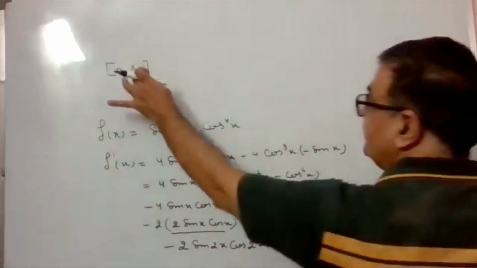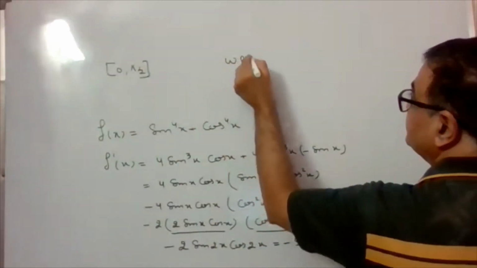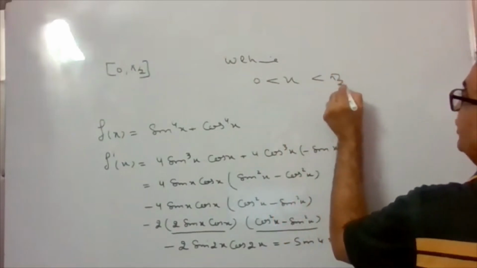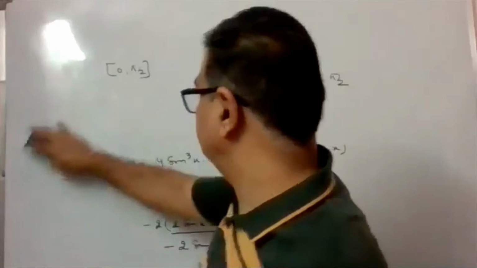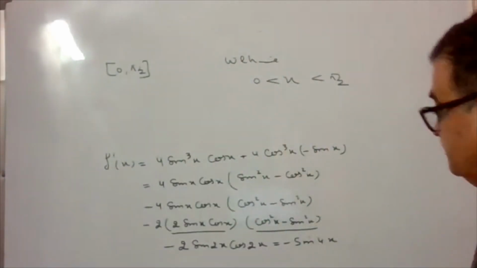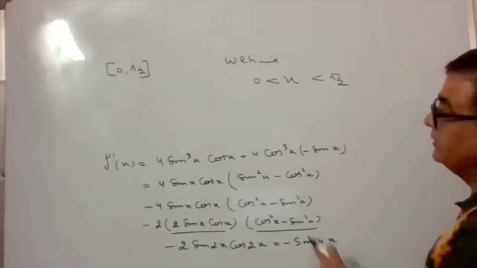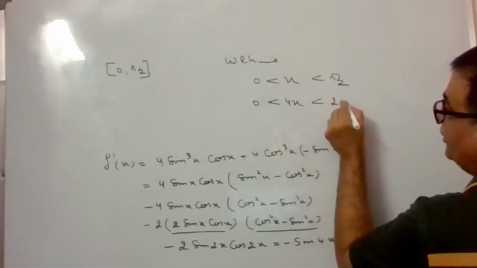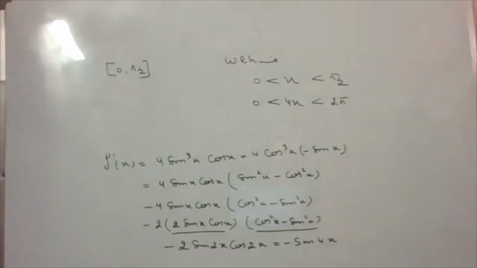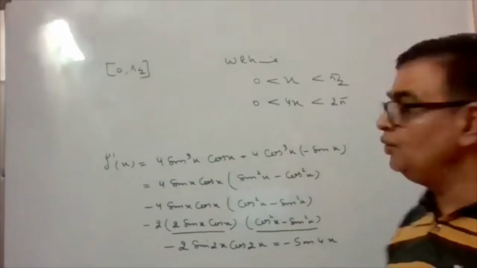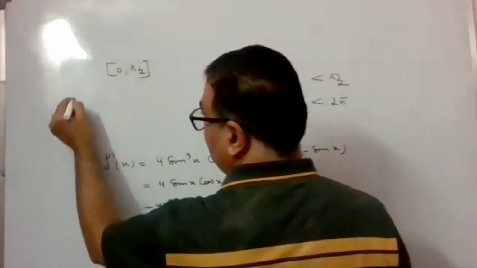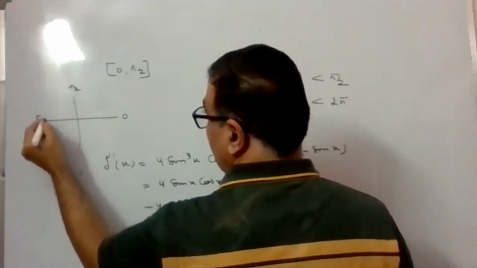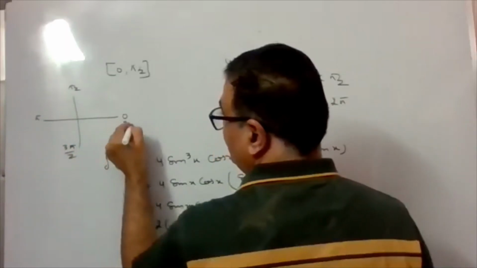And now again we start with the interval. We have x between 0 and pi by 2. Then we are concerned with 4x. So I take 4x, it comes out to be between 0 and 2 pi. 4x comes between 0 to 2 pi. Just check here, 0 to 2 pi: 0, pi by 2, pi, 3 pi by 2 and 2 pi.